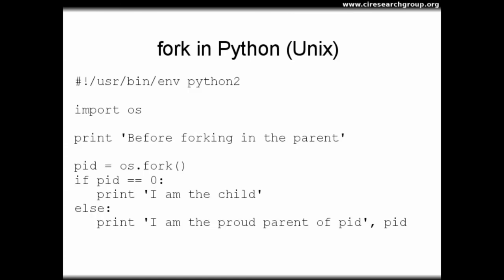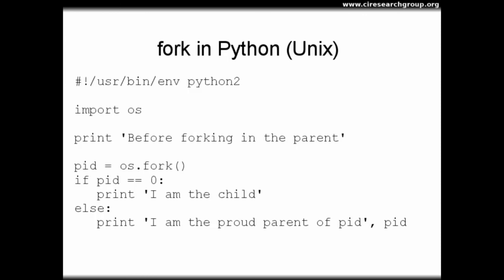Upon receiving this call, the entire Python interpreter process will be cloned. The PID variable inside my script in the parent interpreter process will contain the process ID of the child Python interpreter process. In the child interpreter, the PID variable in my Python script will have the value 0.